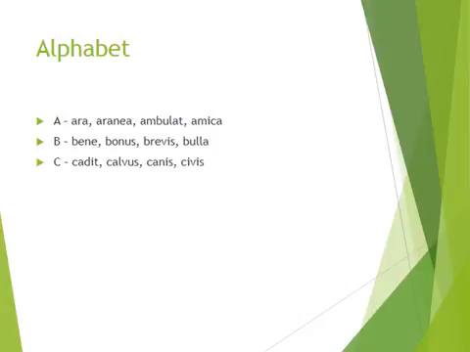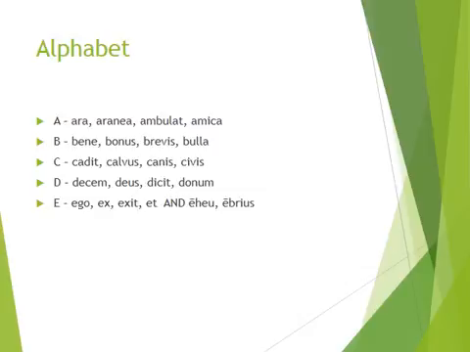The letter C always makes a K sound. It doesn't matter if the next letter is an I or an E, it's always going to make the K sound. So caudit, calvus, canis, kiwis. It's not civis, it's kiwis. The letter D makes the normal English D sound, so decem, deus, dicit, donum.